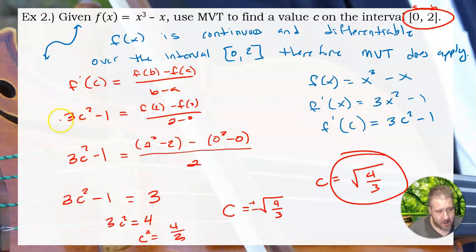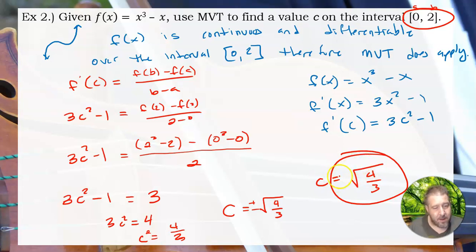So that's what I've done over here. So 3c squared minus 1 is the tangent line equation. Set it equal to the average rate of change, and then just solve for it and keep solving until you find what c ends up being. And it looks like we get both positive and negative square root of 4/3. And I would just leave that as the answer.